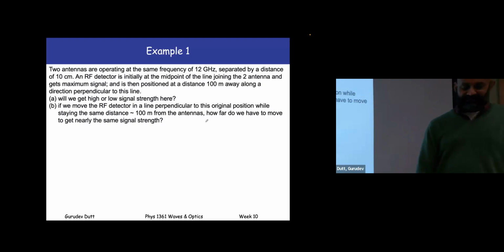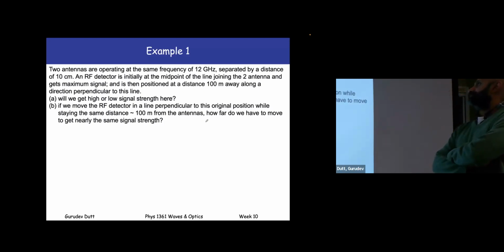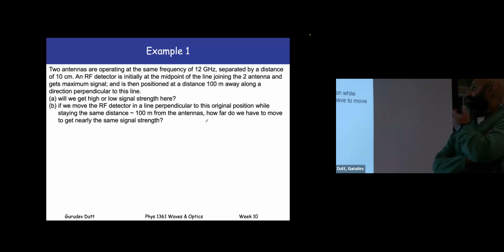Okay, so let's do an example. I think this is good to keep ourselves from getting too lost in the theory. So here's a problem. I want you to talk to your neighbors and try to solve this problem first. I'll just read out the problem.